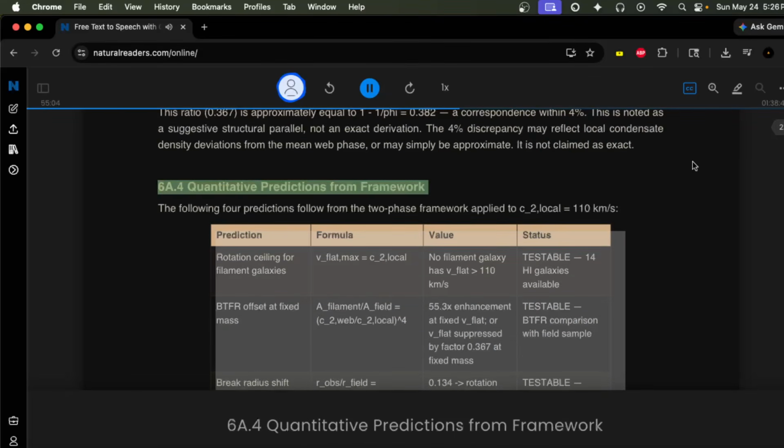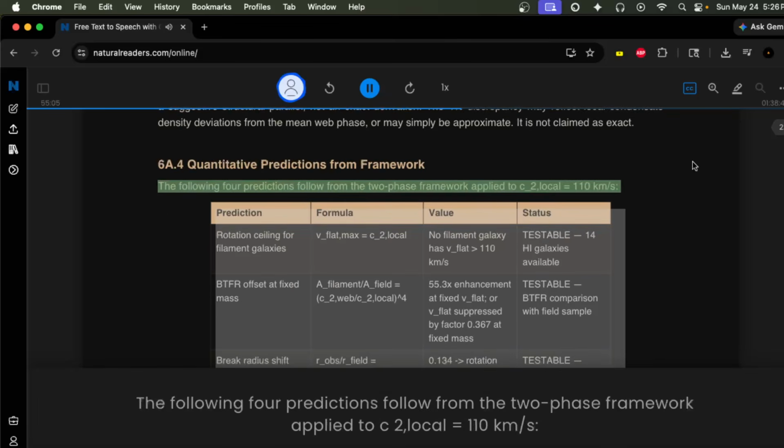6A.4 Quantitative predictions from framework. The following four predictions follow from the two-phase framework applied to C2,local equals 110 km per second.